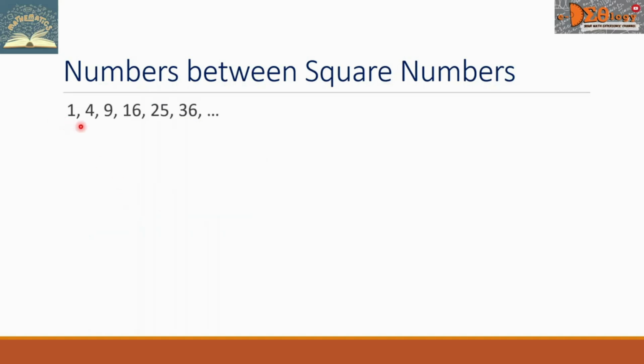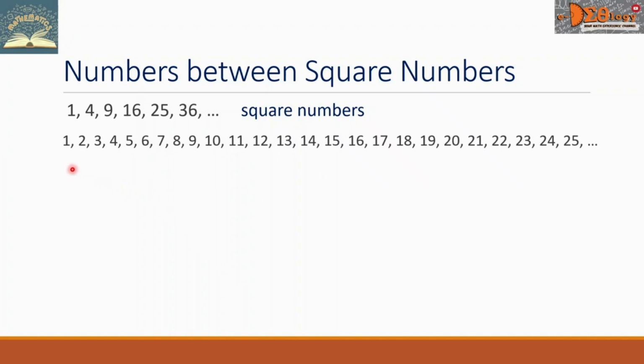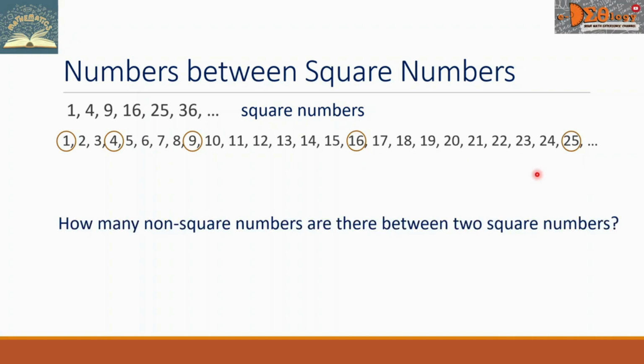Today we're going to study numbers between square numbers. The numbers 1, 4, 9, 16, 25, 36, and so on are examples of square numbers. Suppose we list the numbers from 1 up to 25. Then we identify the square numbers: 1, 4, 9, 16, 25 are here. Now the question is, how many non-square numbers are there between two consecutive square numbers?